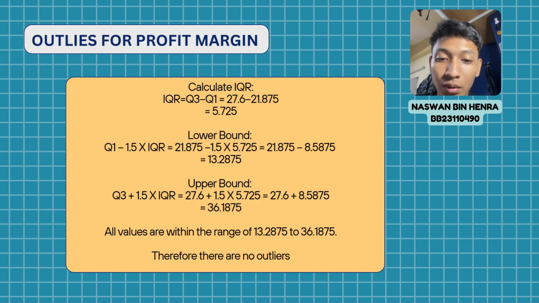Last, outliers for profit margins. The calculation method is the same as before. The answer for IQR is 5.725. Lower is 13.2775 and upper is 36.1875. So all values are within the range of lower to upper, therefore there are no outliers.